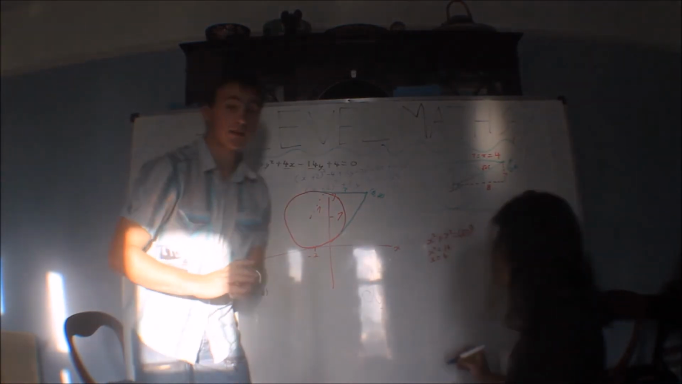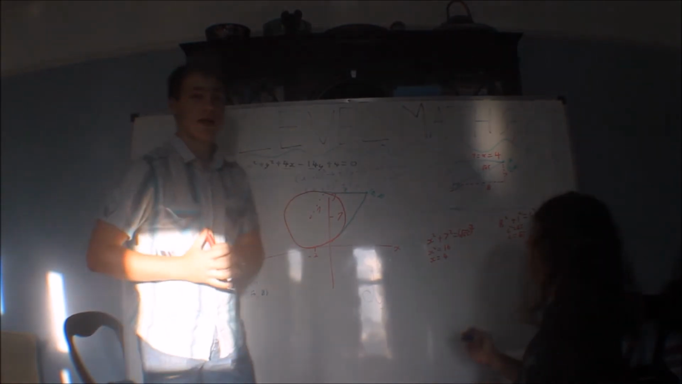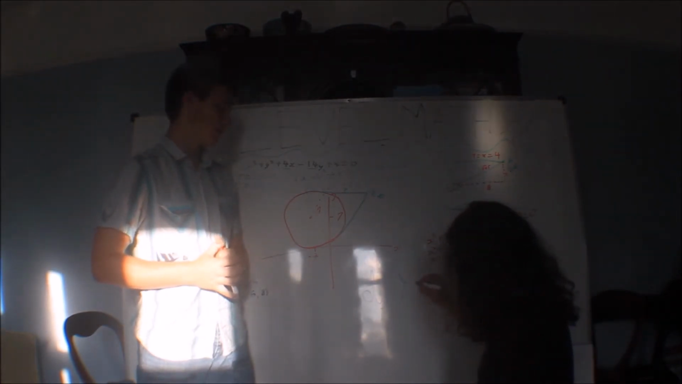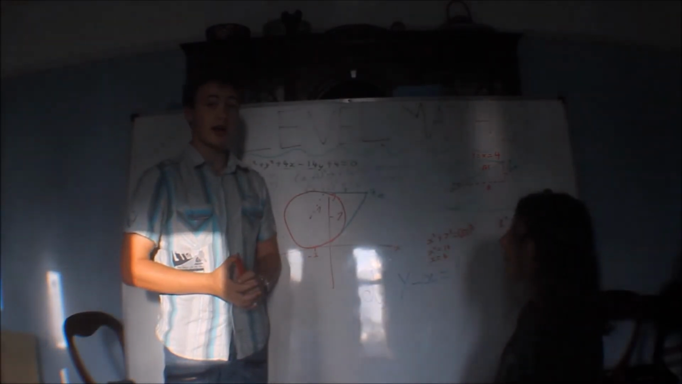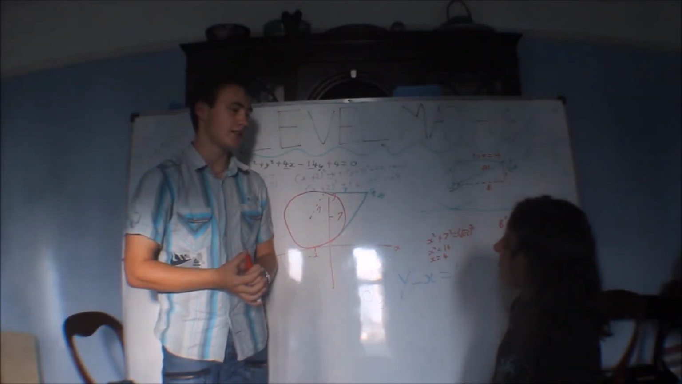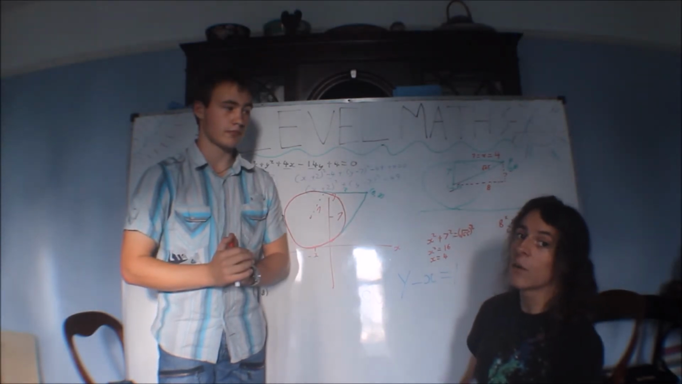Okay, what am I doing? Right, there's a line, and you want to write this down: y minus x equals 1. Alright. And my question to you is, does that line intersect this circle, and if so, how many times? Oh, well that's a pretty snazzy question.